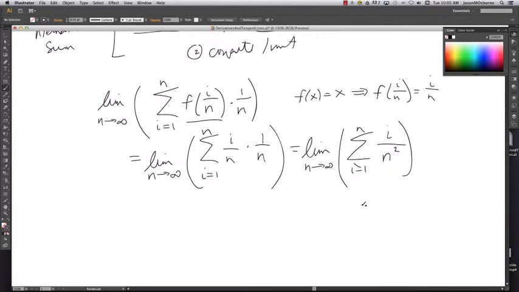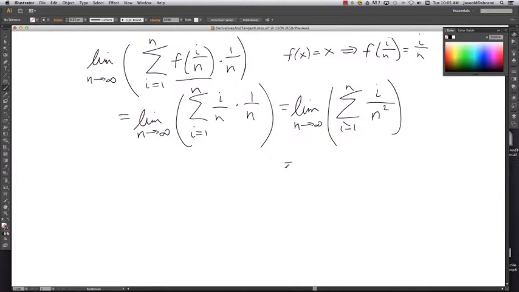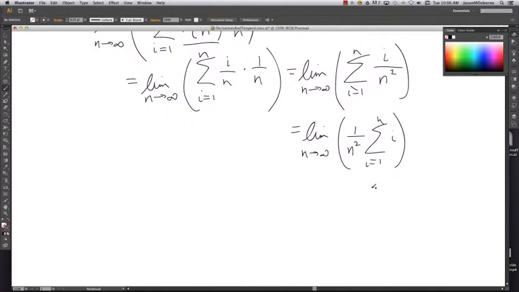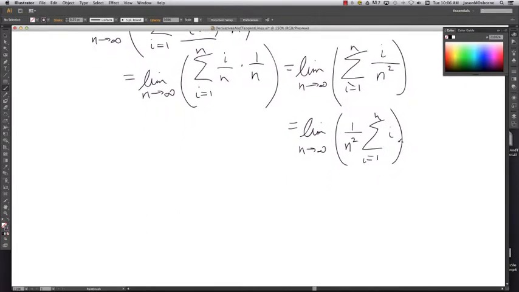Okay. Well, I'm still not to the limit, so I have to keep carrying this around. The thing to notice here is that this is a summation on i, so according to the summation, i is the variable. That means n is a constant. So I can bring the n squared out in front of the summation. And in here, I have to add up the numbers, summation i equals 1 to n of i.